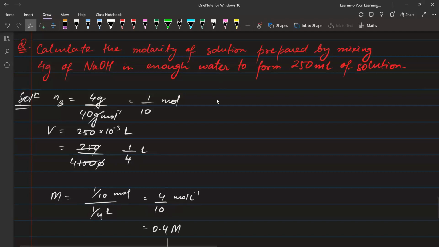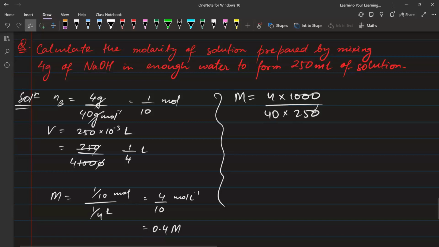Or if you remember the formula, then you can directly write molarity M is equal to 4 into 1000 divided by the molar mass, that is 40, multiplied by the volume, that is 250. So you can cancel some zeros like this, some 4s like this, and what else? 2s are, and this will be 5s are. So I will get 2 by 5, which will be equal to 4 by 10 if I multiply 2 on both sides, and I will get 0.4 molar.